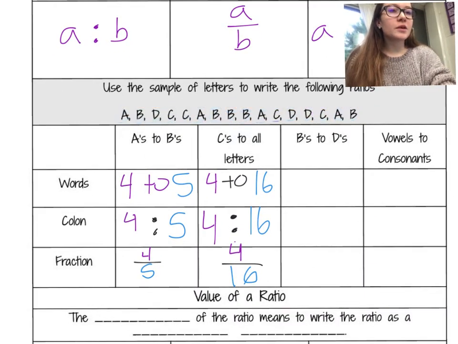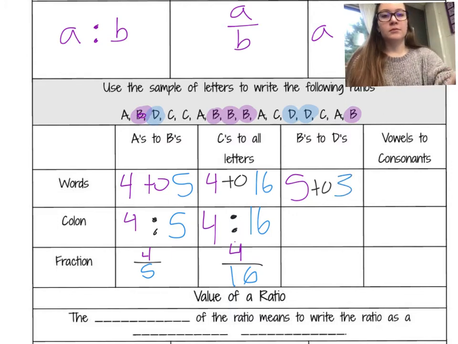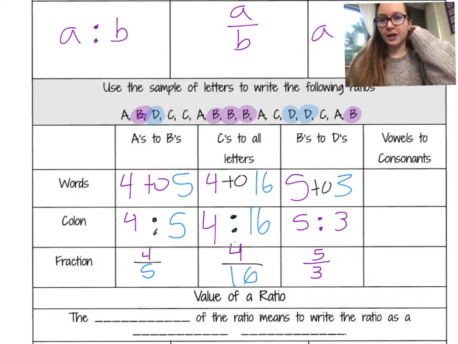Okay, next one, we want to compare B's to D's. So there's 1, 2, 3, 4, 5 B's, and 1, 2, 3 D's. As a colon, that is 5 to 3. As a fraction, it's 5 over 3. The number we write first always goes on top of the fraction, okay?